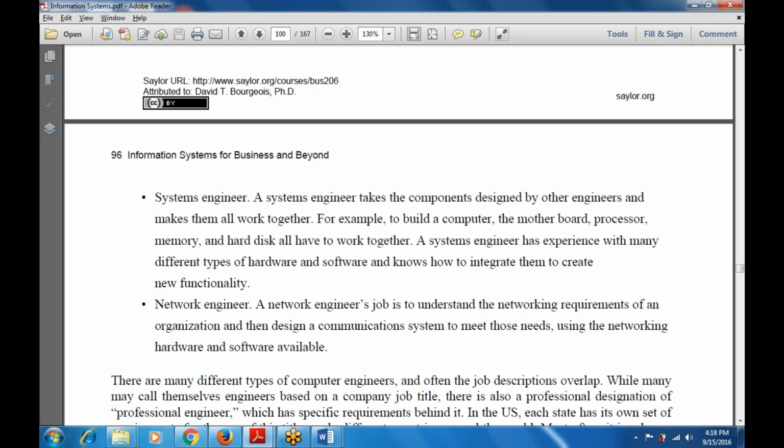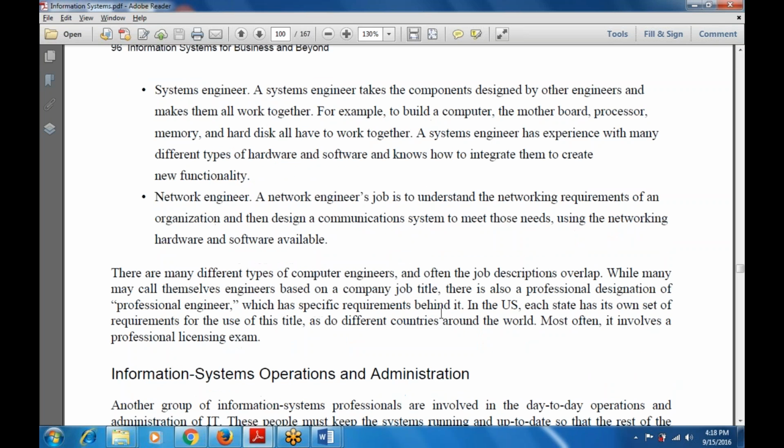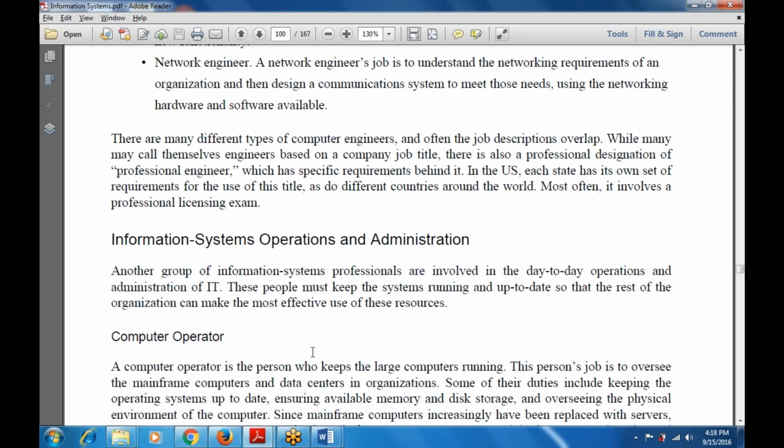And there are many types of computer engineers that offer overlapping job descriptions. While many will call themselves engineers based on a company title, there is also the professional designation of a professional engineer, which has specific requirements behind it. In the US, each state has its own set of requirements for the use of this title, as do different countries around the world, and most often it involves a professional licensing exam for the professional engineer.